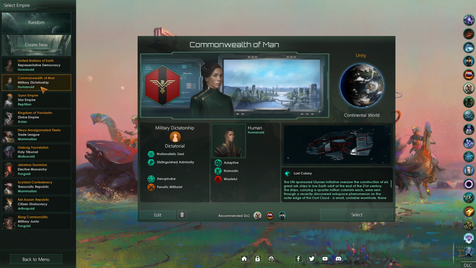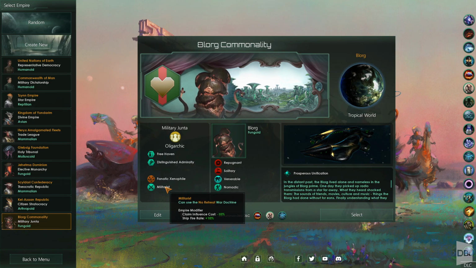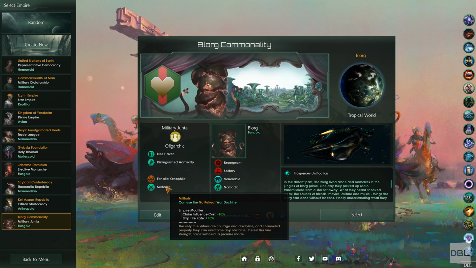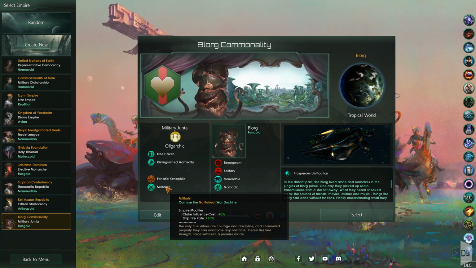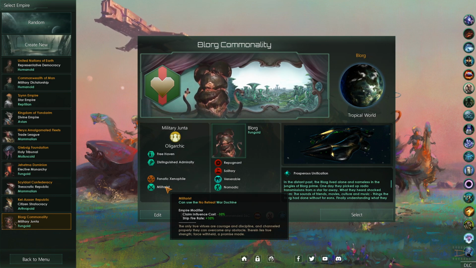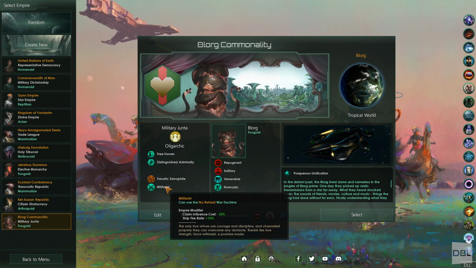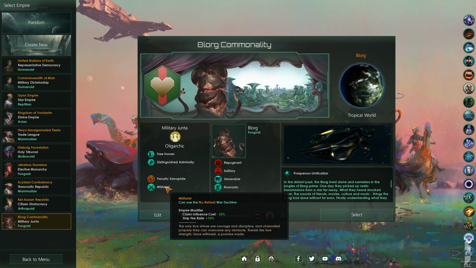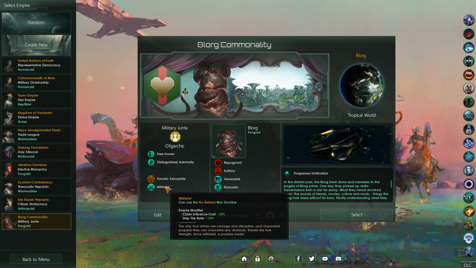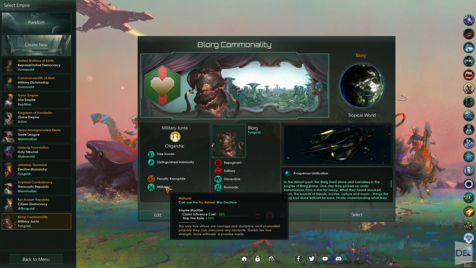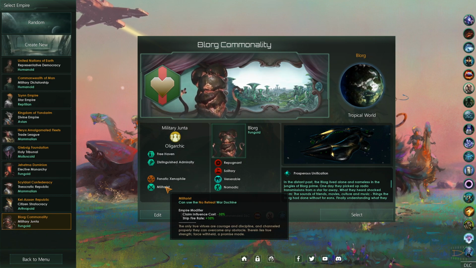Militarist. They're a fanatic militarist. This is just a regular militarist. They can use the no retreat war doctrine. Negative 10%. Ship fire rate plus 10%. The negative 10% was on the claim influence cost, whatever that is. Only 2 virtues of courage and discipline. And channeled properly, they can overcome any obstacle. Therein lies true strength. Force withheld, a promise made.